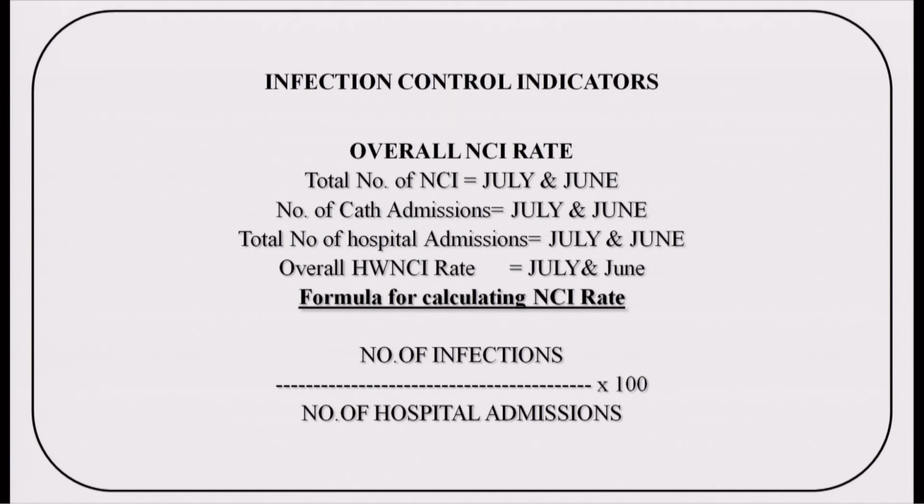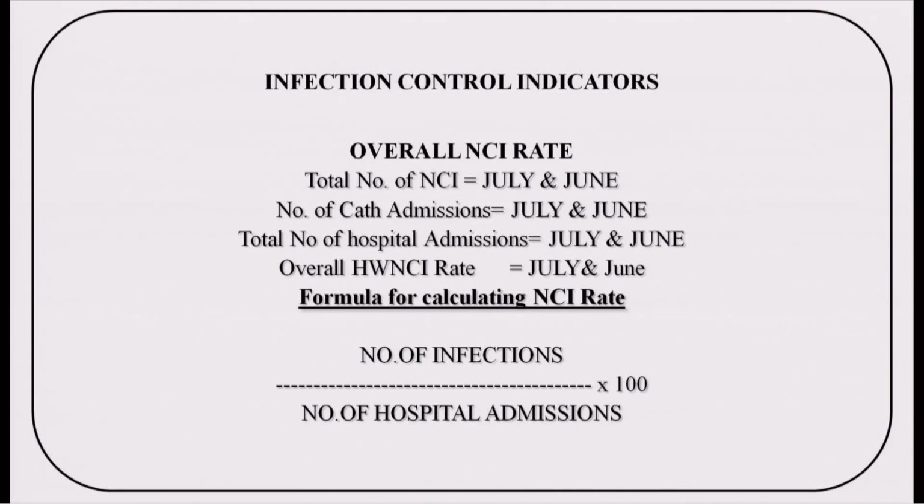Coming to the NCI rate, it is nothing but the total number of hospital acquired infections divided by the total number of hospital admissions, multiplied by 100. This will give your NCI rate of the hospital. Whenever we say how many hospital acquired infections we have in total, all the CAUTI, VAP, SSI, whatever it may be, divided by how many admissions we have in that particular month, multiplied by 100, will give you the NCI rate.